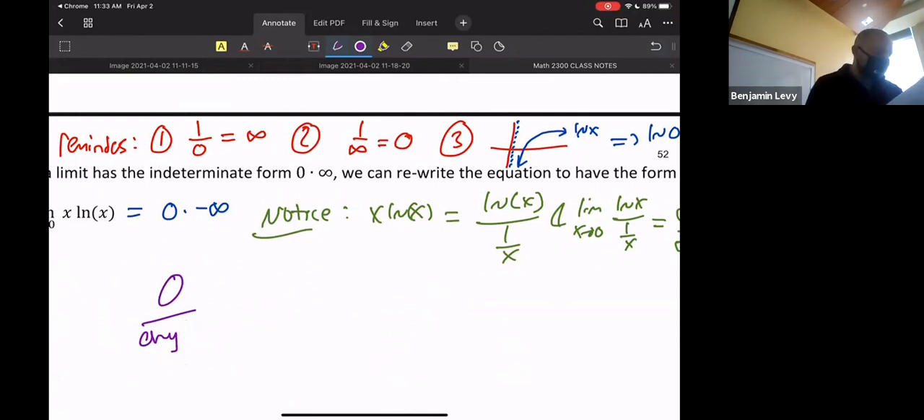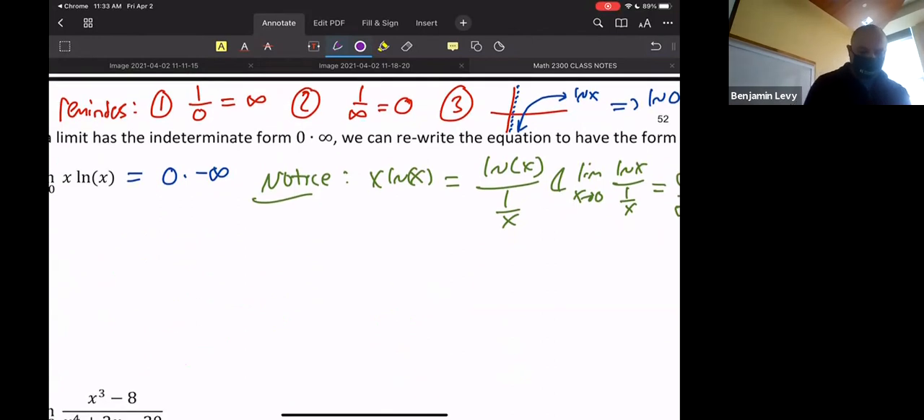I thought you were asking about, can you switch these things into 0 over 0, which you can also do. And I was trying to think about whether I did that. We're going to do that actually on the next one. But I also see Sebastian asked about this idea.